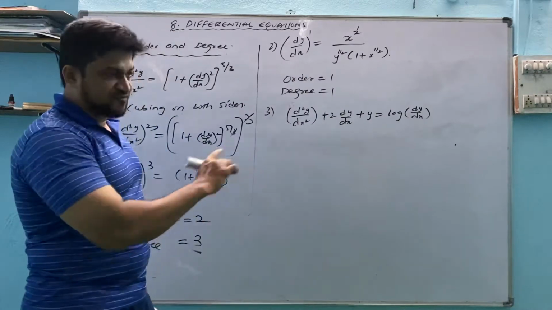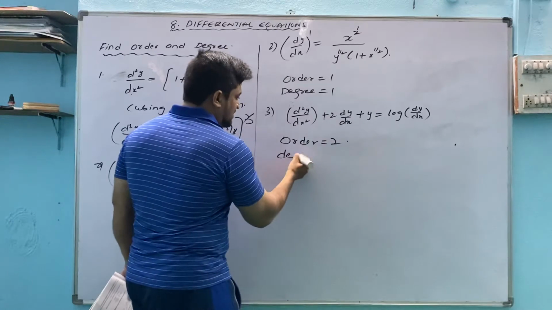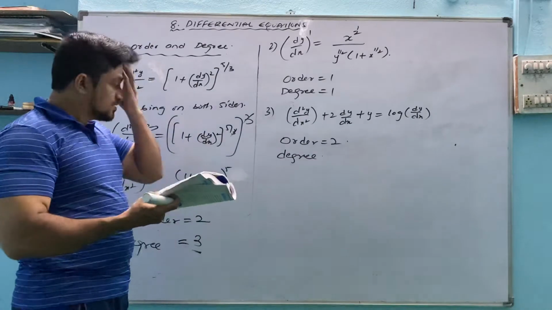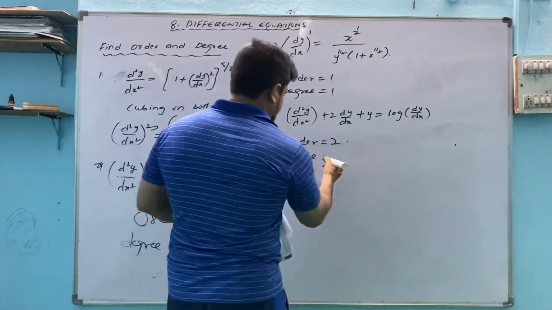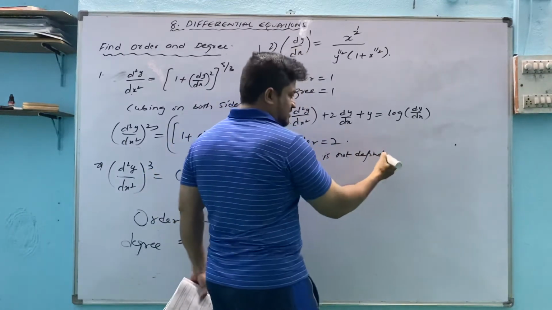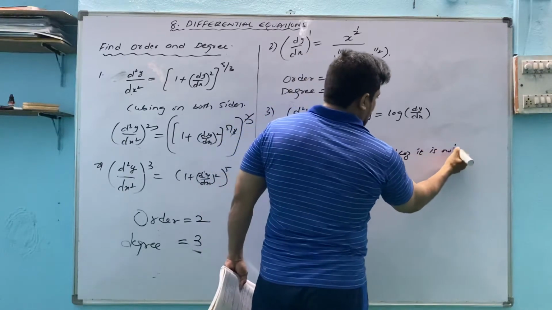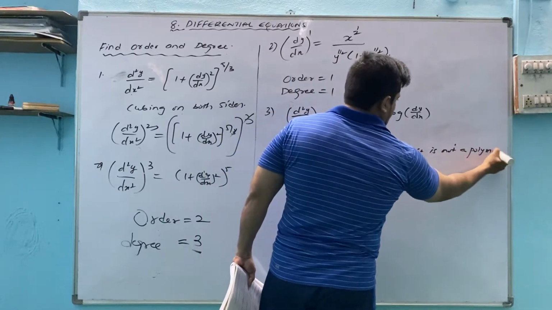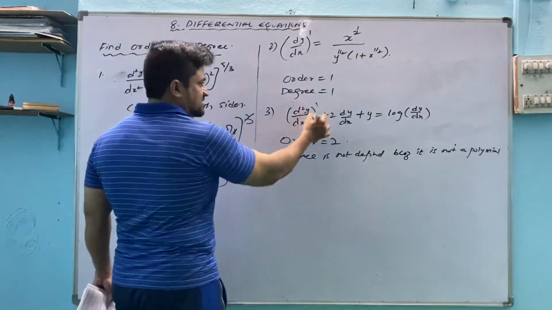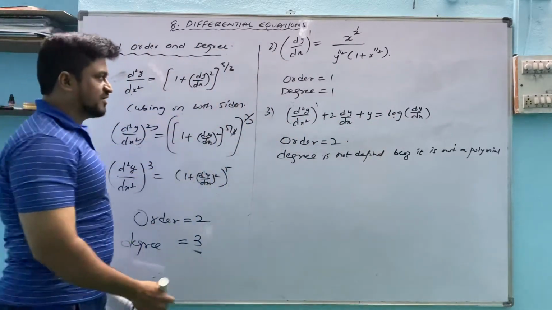Now we have a logarithmic function. You can just write order. Second order derivative is there. Degree we will not write. Why will we not consider degree? Degree is not defined. Not defined. Why? It is not a polynomial. It is a logarithmic function. That's why we will not have degree. But don't think that this is taken here, because the total function contains log, so we have to leave this. Remember that logic.